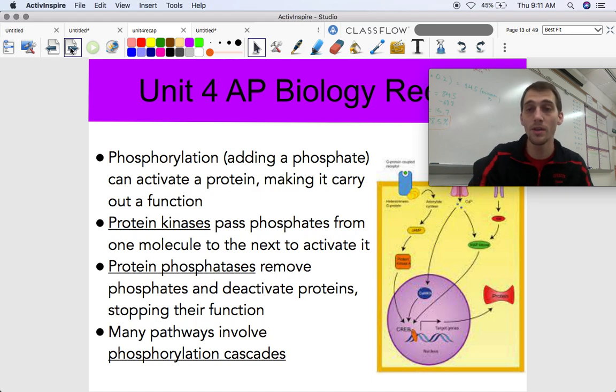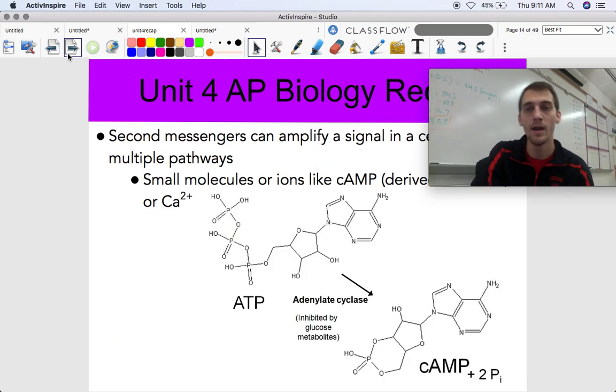When you have multiple kinases and multiple phosphatases functioning together to send a signal from one protein to the next and cause a cellular response, that's often what we call a phosphorylation cascade. And a cascade is kind of a flow down.